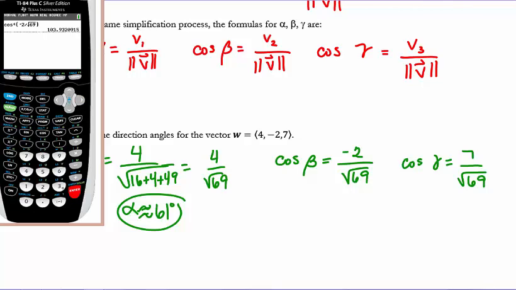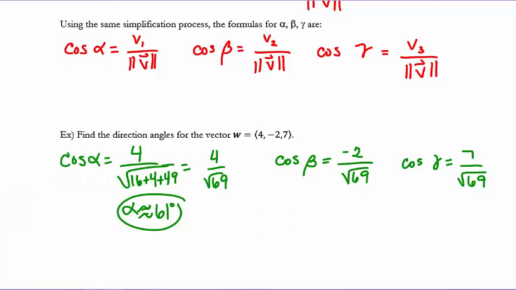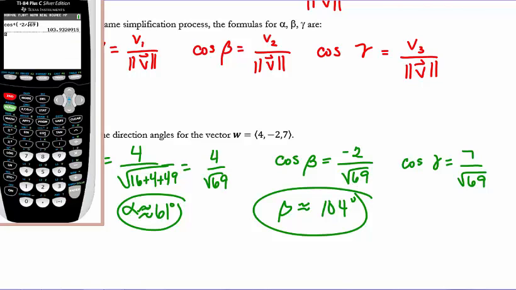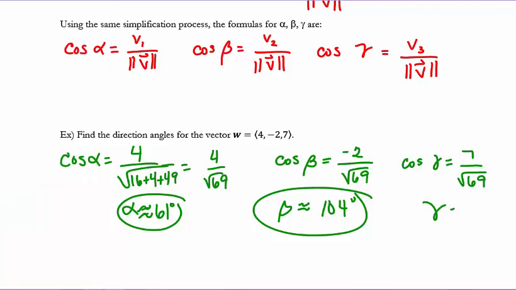So beta is 103.9, so I'll say 104. And then gamma is 7 over root 69, and we get 32.57, so I'll say 33. And notice these don't add to 180 or anything like that. They don't need to. These are just three separate angles that are relatively independent of one another. Okay?